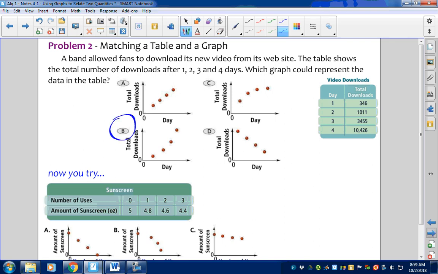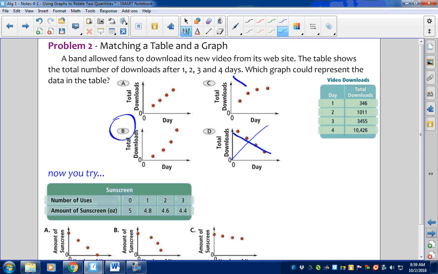So it can't be D because it's not going down. So D is out for that reason. It can't be C because C starts going up pretty fast, but then what does it do? It starts to even out, which is definitely not what's happening here.